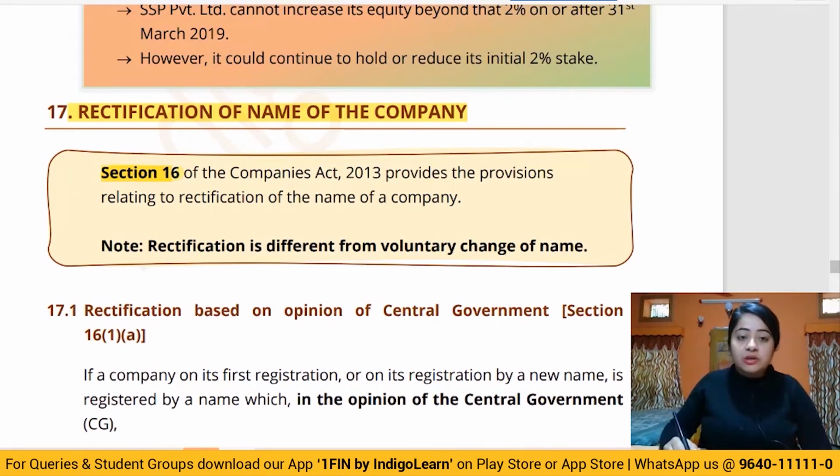Here we are not talking about voluntary rectification, we are talking about mandatory rectification. In this section there are two types of rectification. One, if the central government gets an application from any person and genuinely thinks suo motu that the company's name is similar to any other company's name, then the central government may ask the company to rectify its name. The second option is where any registered trademark holder makes an application, and based on their application, the central government asks the company to change its name. These are the two scenarios in this section.